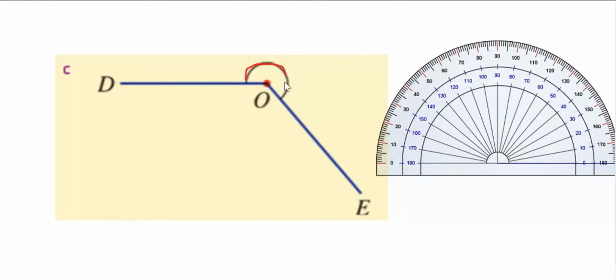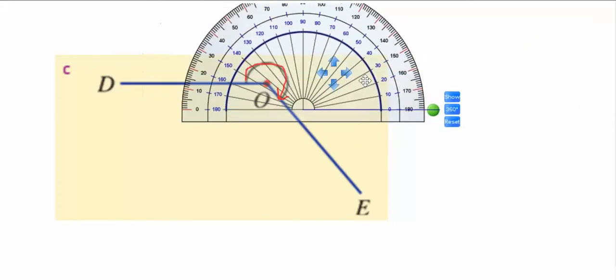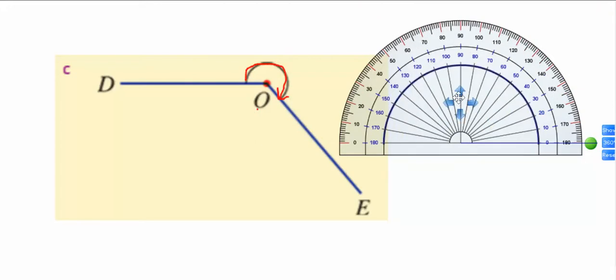Okay, so we've got a reflex angle. We want the outside that's greater than 180 degrees. Our protractor won't do that. So let's measure the inside. What I want you to do is pause the video now, measure the inside, and tell me what that reflex angle is. Off you go.